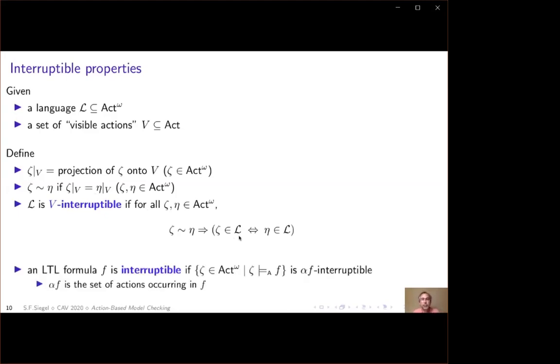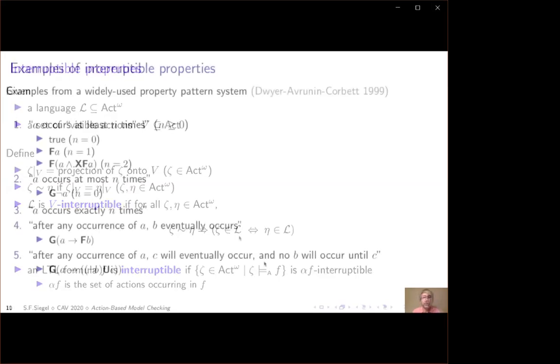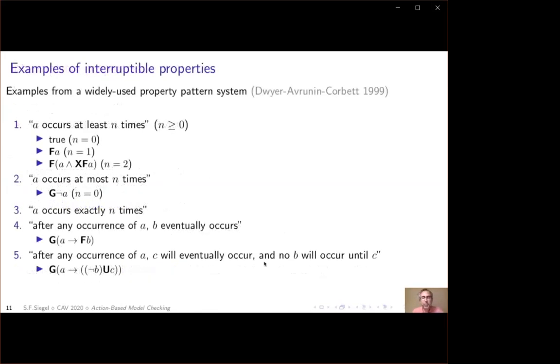We say an LTL formula F is interruptible if its action-based language is V-interruptible, where V is just the set of all the actions that occur syntactically in the formula. Almost any action-based temporal property that you encounter in the wild is going to be interruptible. We give lots of examples in the paper.